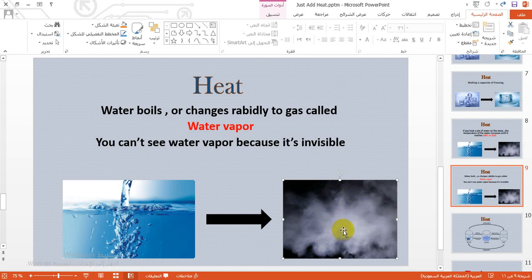Okay guys, you can't see water vapor because it's invisible. Why? Because water vapor is an example of gases. You can't see oxygen or nitrogen in the air either, because the air that you breathe, our atmosphere, is always a combination of so many kinds of gases.